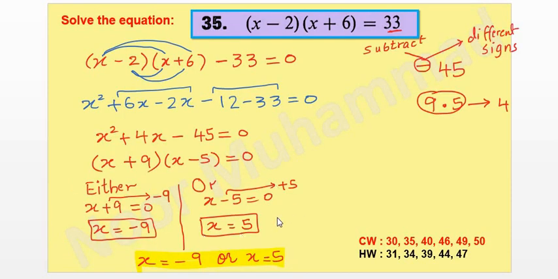So here is the answer for this question. As you can see, when I moved negative 33 to this side and removed the brackets by multiplying the terms in both brackets, I found that these two are like terms and these two are like terms, and they were solved together. Finally, when I got the standard form of the equation, I factorized it and solved it to get the values of x. So let's solve some more questions.